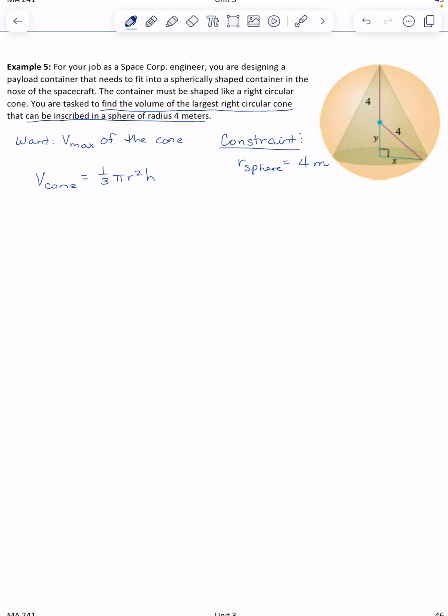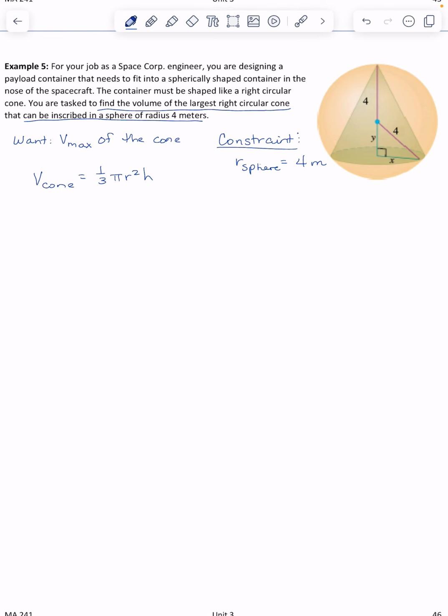What I also know, and if you look at the picture it helps, is that if I just do a cutaway of my sphere, let's make this circle first. Let me see if I can get it to look like a circle. There we go.